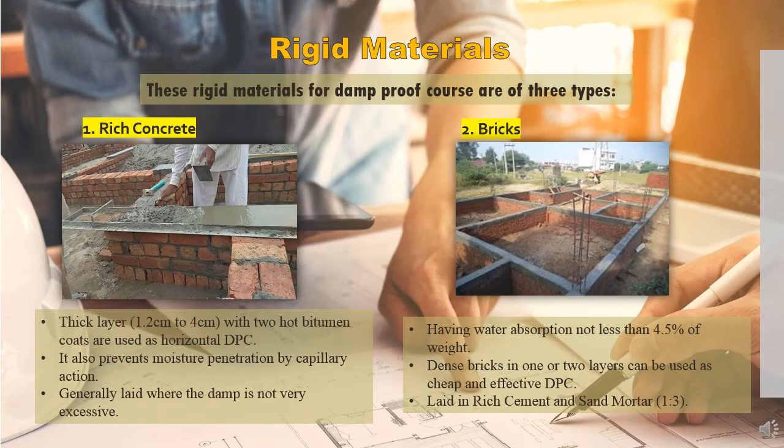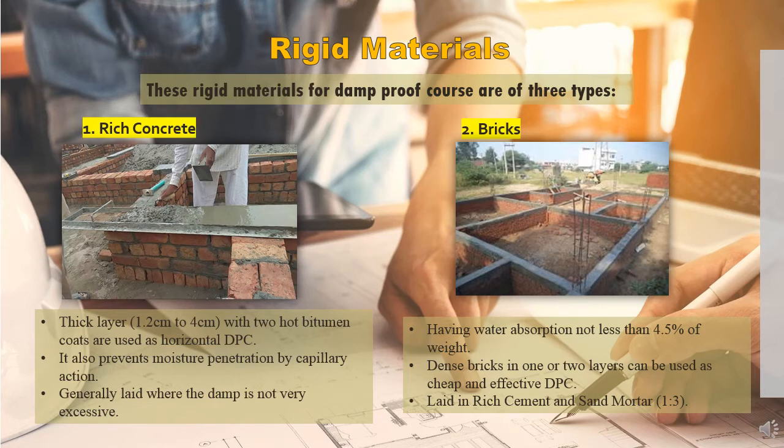Then I will explain the third material component, which is rigid materials. These rigid materials for damp-proof course are of three types. First, rich concrete. A thick layer of 1.2 cm to 4 cm of rich concrete painted with two hot bitumen coats is used as horizontal DPC. It also prevents moisture penetration by capillary action. These layers are generally laid where the damp is not very extensive.